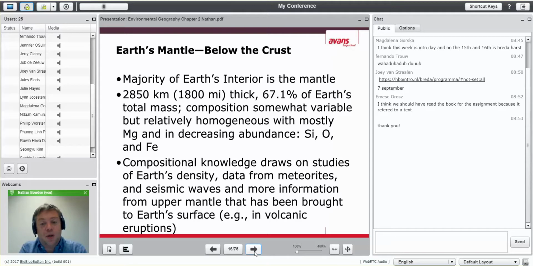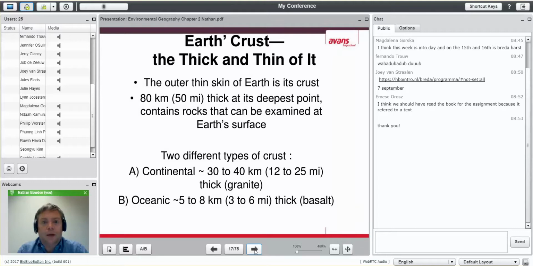Okay. So the mantle is 67% of the Earth's total mass. The composition is a little bit variable. It includes mostly magnesium, and as you go down, decreasing abundance of silicon and oxygen, and very little iron. Compositional knowledge draws on studies of Earth's density from meteorites, seismic waves, and more information about upper mantle that's been brought from Earth's surface. So volcanoes are directly connected to the mantle. I told you that the mantle is liquid, right? So it wouldn't be surprising that volcanoes, which produce several things, and what we see as lava or magma underground is liquid, so it's directly connected to the mantle.